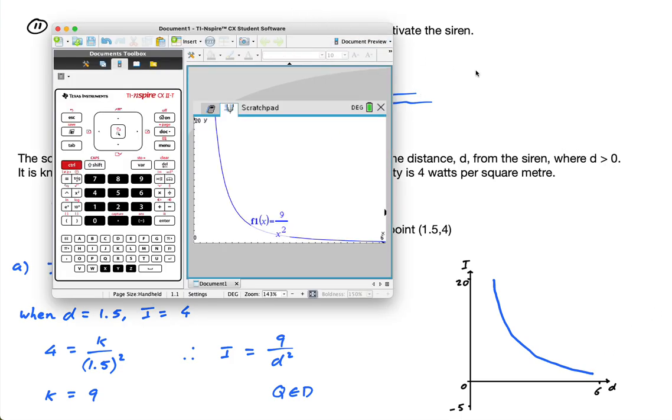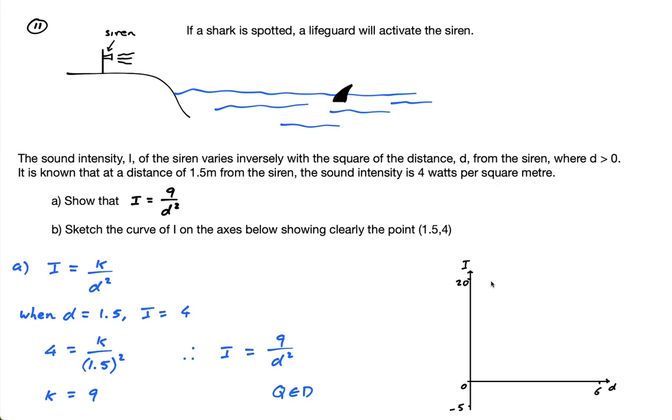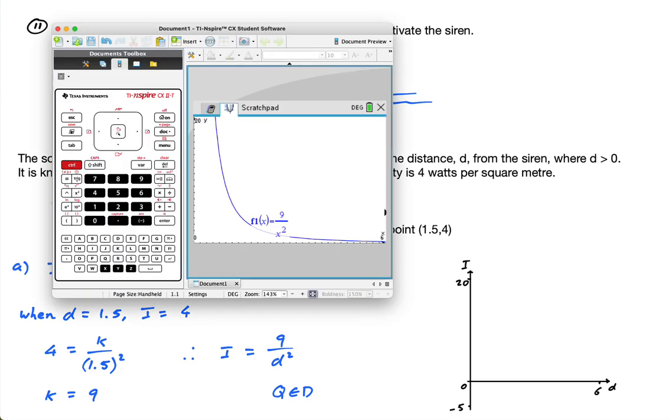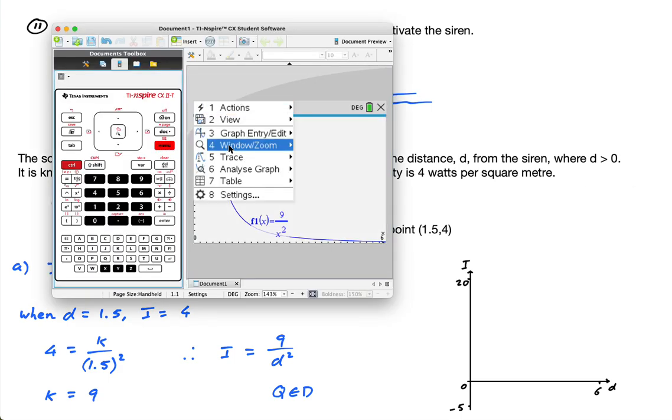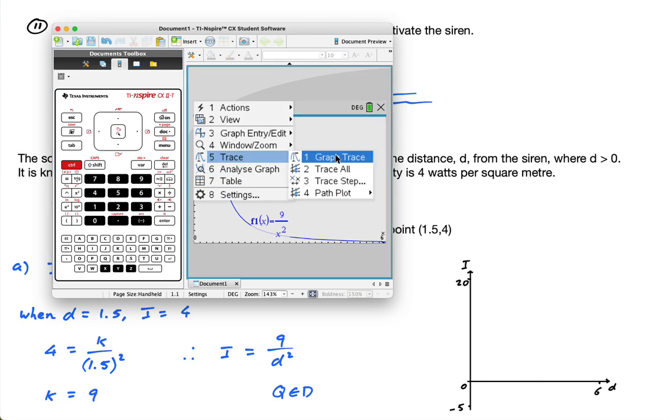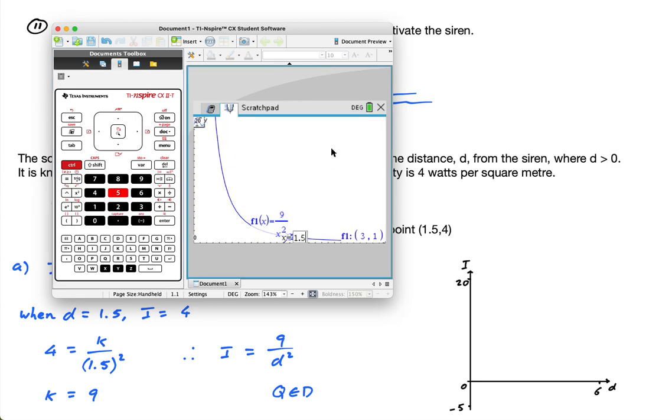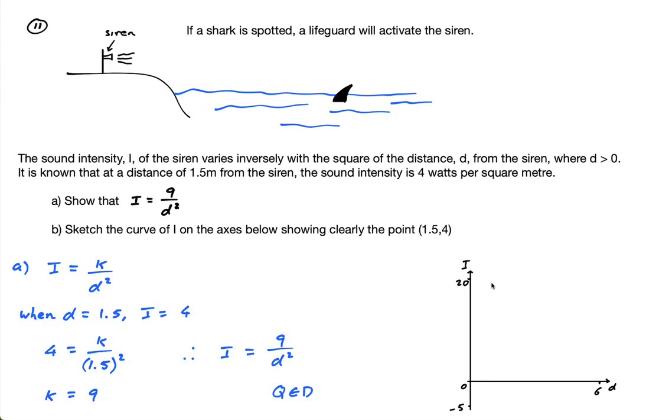No, I don't think it is. Let me try that one more time. And by the way, it says clearly showing the point 1.5, 4. So let's actually get that point here to show where it is. Trace. Now if I type 1.5 here, there's the point 1.5, 4. So I'm going to have it down here. Okay, I'll try one more time. Alright guys, you get the point. My graph is not great, but that's all I can do.